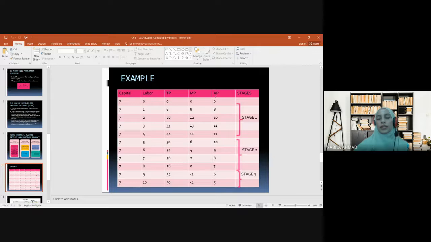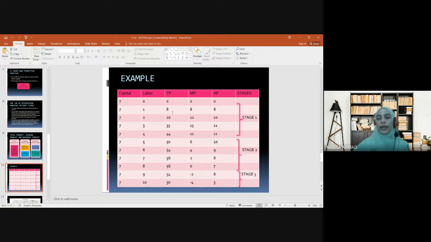So this is the average product. Okay. And we have marginal product. Yang ni penting lah. So marginal product is the change in total product divided by the change in labor. Ya, perubahan dalam total product bahagi dengan perubahan dalam labor.